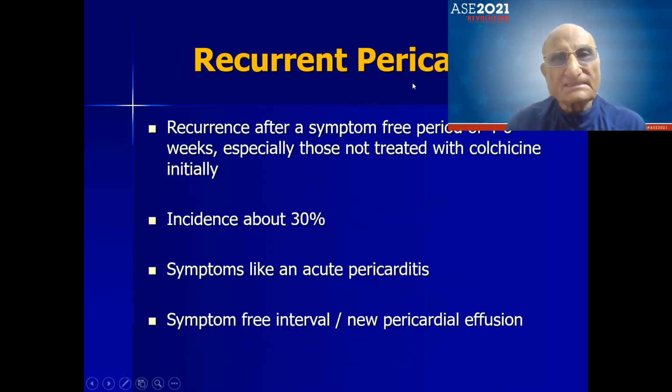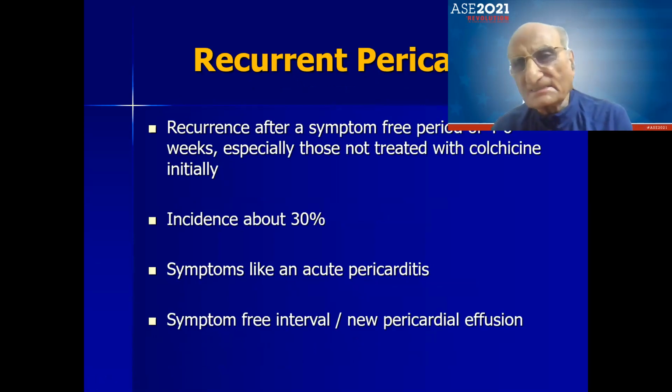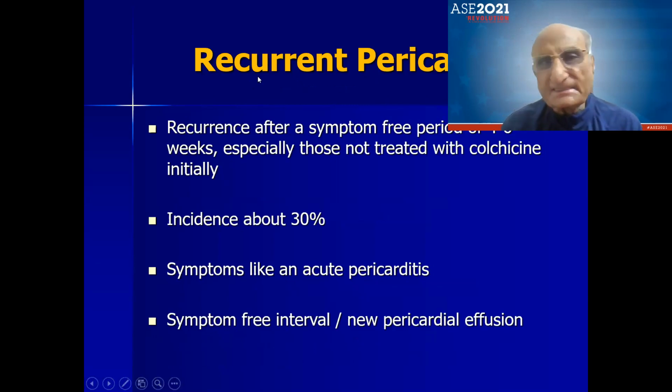And then there is a second condition known as recurrent pericarditis. You are getting mostly cases of pericardial effusion, but any of these conditions can produce a recurrent pericarditis. Recurrent pericarditis, in just one slide, is a recurrence after a symptom-free period of 4 to 6 weeks, especially in those not treated with colchicine initially. Colchicine is one of the most important anti-inflammatory agents, and it is very widely used in European countries for the treatment of pericarditis. Incidence is about 30%. Symptoms are all like acute pericarditis, including ECG, but the only thing is there is a symptom-free interperiod, and then there is a new pericardial effusion. So you must know these two aspects, acute pericarditis and recurrent pericarditis.